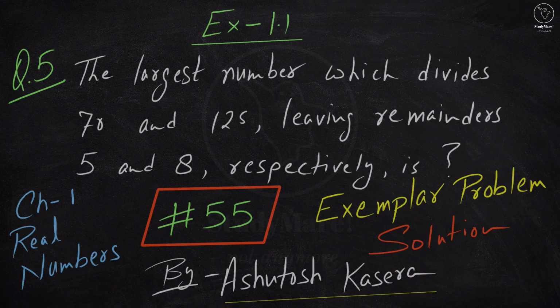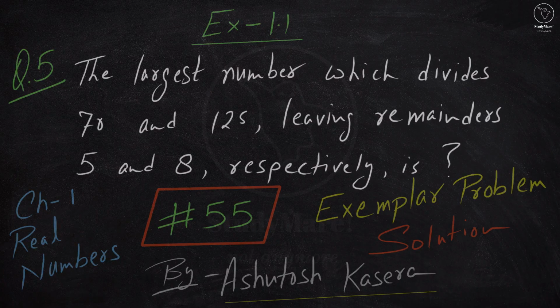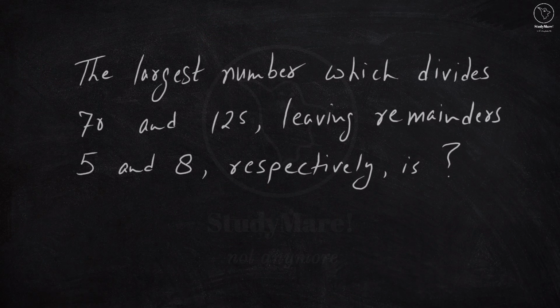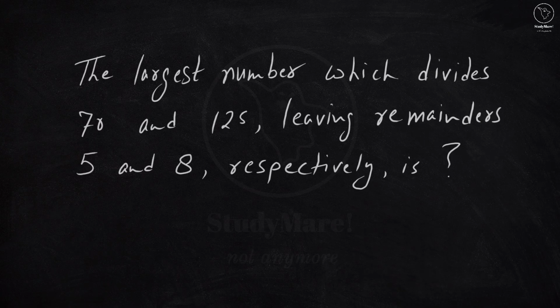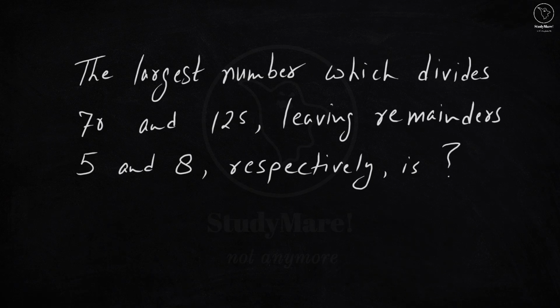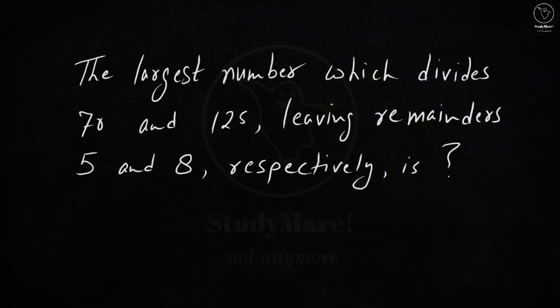The largest number which divides 70 and 125, leaving remainders 5 and 8 respectively, is what? Again, an easy question with a twist. Twist in the sense that it is just trying to confuse you. And a simple and easy first step that will segregate the easier part, that is the second step, to find the HCF. When they say the largest number which divides the two given numbers, we have to find the HCF.